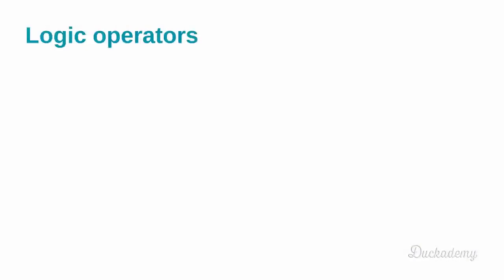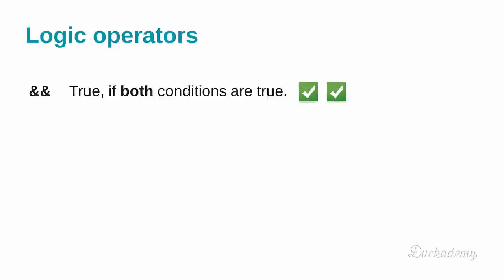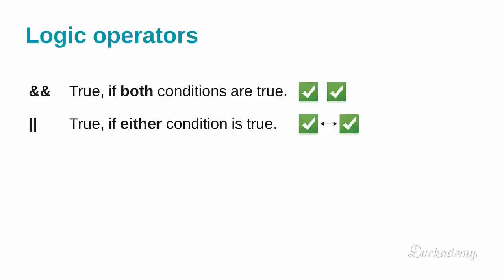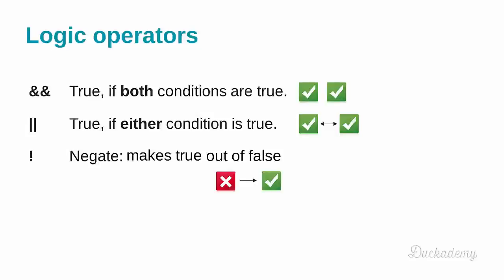We saw in the exercise this AND operator, and this might be strange for you. This AND means that if we have two conditions, the resulting condition is true when both of the conditions are true. We have two more logic operators. One is OR. That means if one of the conditions is true or both of the conditions are true, then the resulting condition will be true. And we have the negate, which makes true out of the false and makes false out of the true.